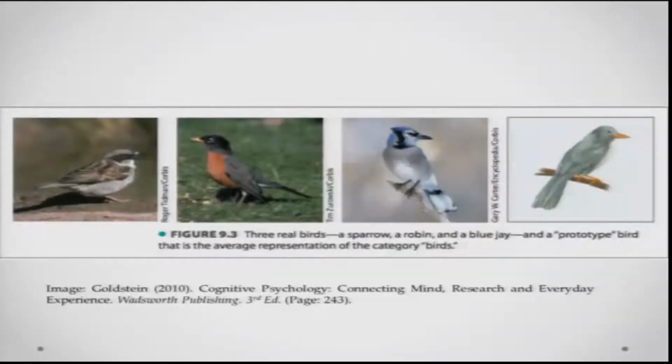Let us take this example. Here you see a sparrow and you see the other 2 kinds of birds, a robin and a blue jay, and the 4th is basically an average of the characteristics of the sparrow, the blue jay and the robin.